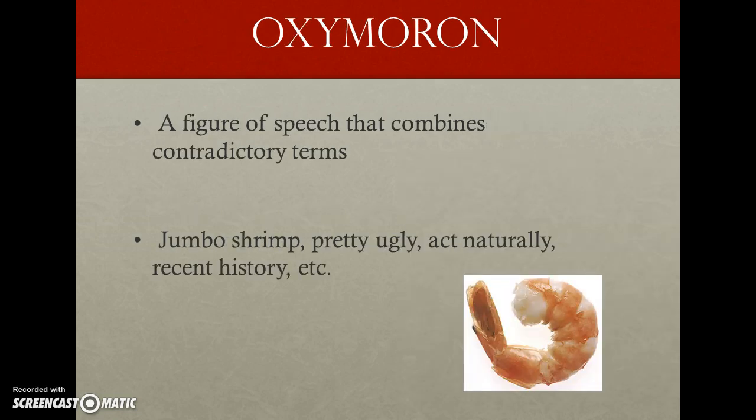Oxymoron, figure of speech, that's a contradictory term. Jumbo shrimp, he's pretty ugly. Act naturally, recent history, and you can think of all sorts of other examples.